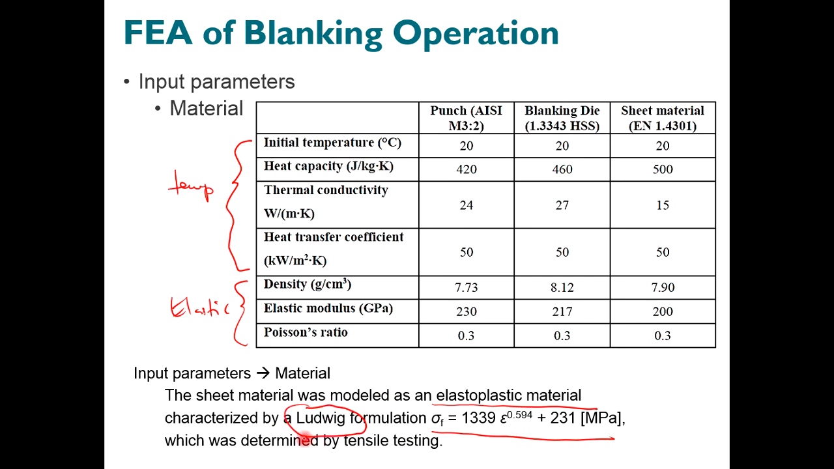So this is what we obtain from tensile testing. So Ludwig. If I may draw the diagram, this is the diagram. The pre-stress value here is around 231, and it starts from somewhere around here and goes up to there, and this is how it looks for the Ludwig.